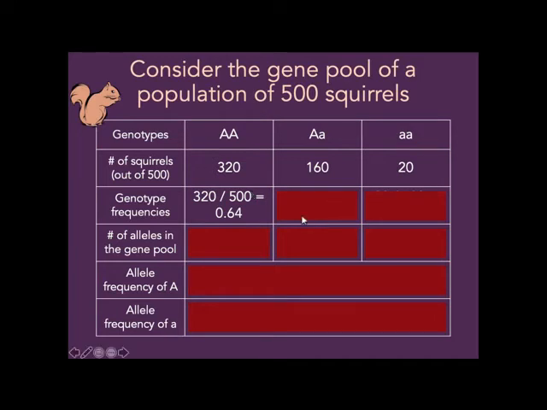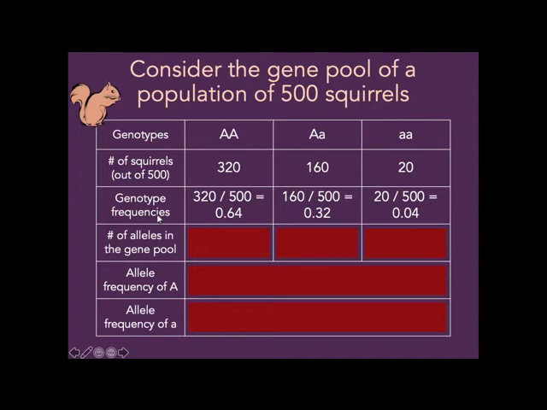All right, what is the fraction that we need to figure out for big A, little a? 160 divided by 500. Yeah. And little a? Someone else? Yeah, that's just 20 out of 500. Okay. So these are our genotype frequencies.